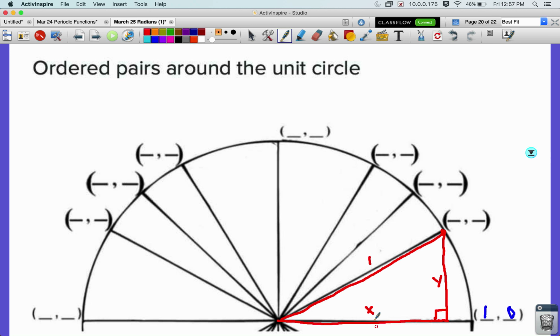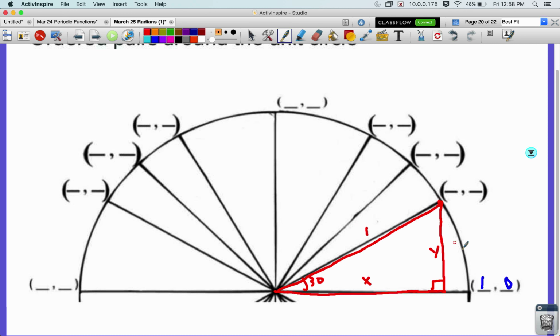Well, this length is 1. This is a 30-degree triangle, so I know these other 2 lengths because that's one of our special triangles. If this side length is 1, this side length must be 1/2. This side length over here must be the square root of 3 over 2. And that gives me the ordered pair, square root of 3 over 2, comma 1/2.